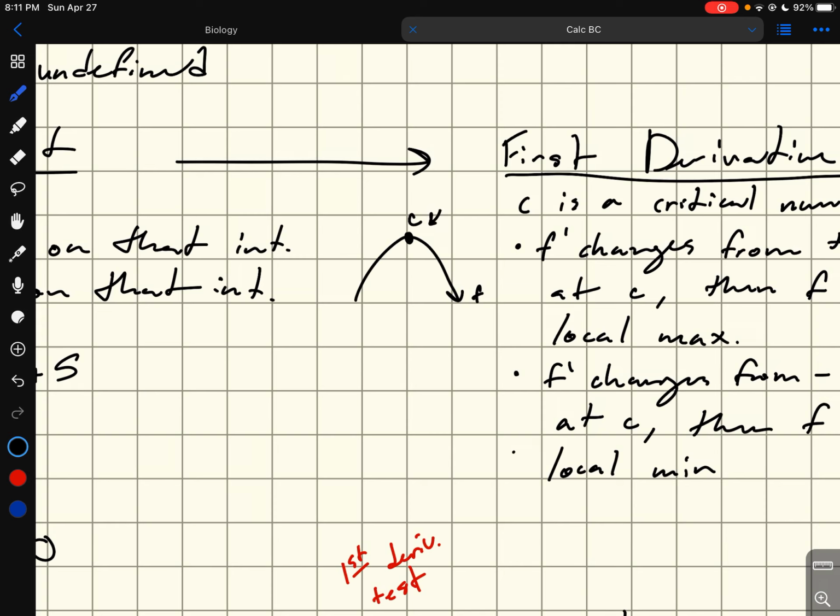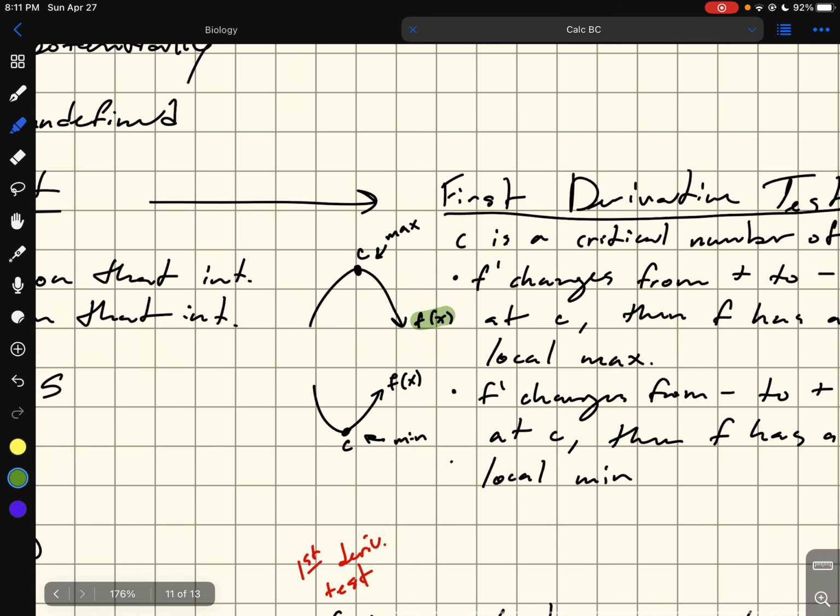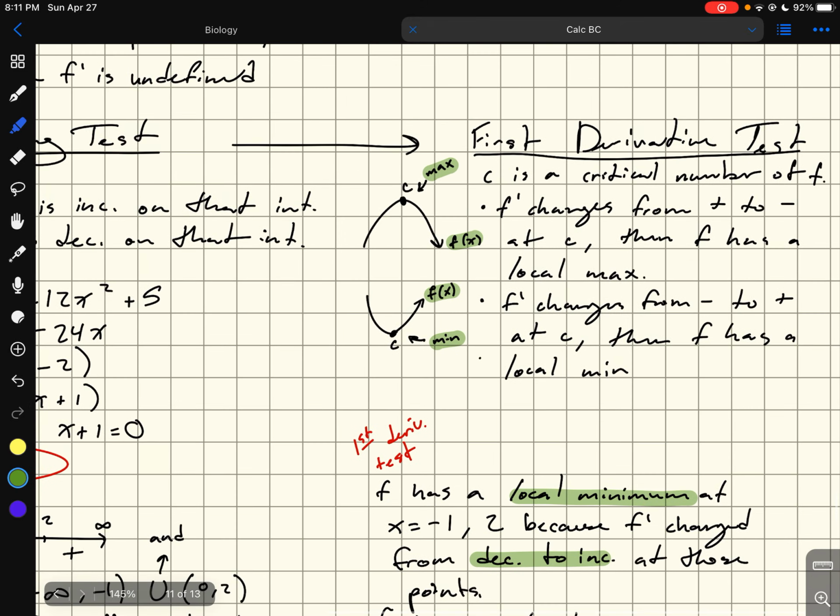So that means you have a maximum here, because you see how it's like a hump? That's your maximum. And then if f prime is negative, that means f is decreasing. And if f prime is positive, that means f is increasing. So right here is where it changes at c, and this is a minimum. And this is the graph of f. So let me just highlight this. Graph of f, maximum, f, minimum. Okay.